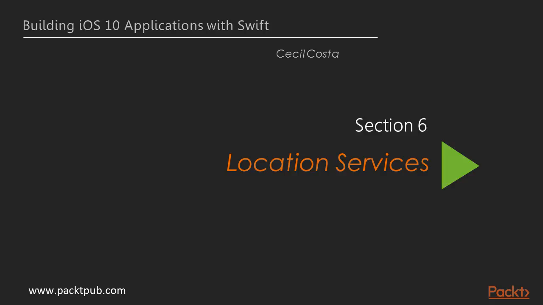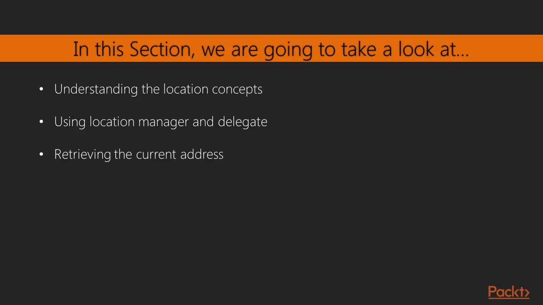In the previous section, we learned different ways of storing information into our device. In this section, we'll learn about location services. That way, the app can display information according to the user's location. We'll retrieve this information with the delegate and also get the full user's address.